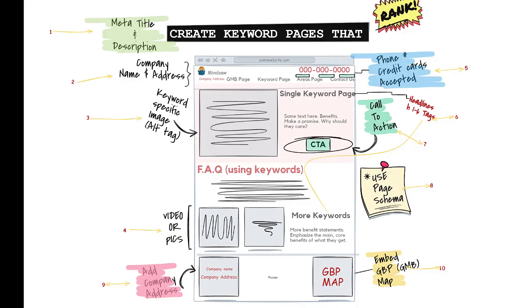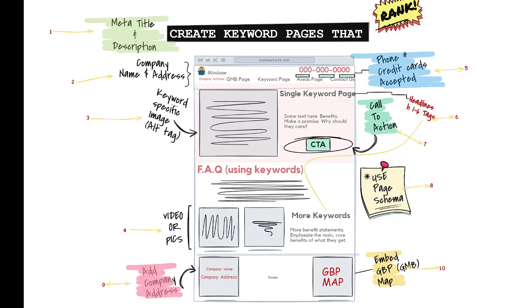So guys, what I did here is I created a mock website. This is what I would consider the perfect keyword page. So for example, if you were a chiropractor trying to rank for car accidents, or you were a plumber trying to rank for a sink repair, this is the keyword page that you should create. This is how it should look if you want the page to rank.